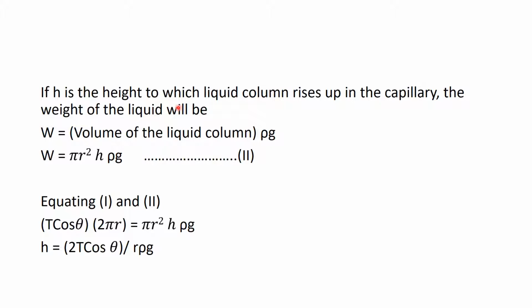If h is the height to which the liquid column rises in the capillary, then the weight of the liquid which has risen up in the capillary is given by volume of the liquid column into rho into g, that is mass into gravitational acceleration. Volume will be pi r square area into h. So pi r square h into rho g. Therefore, we equate the upward force, T cos theta into 2 pi r, and the downward force, that is the weight of the liquid column of height h, pi r square h rho g. Equating this and cancelling a few terms like r, pi, etc., we finally obtain the expression for the rise of the liquid as h is equal to 2T cos theta upon r rho g, right?